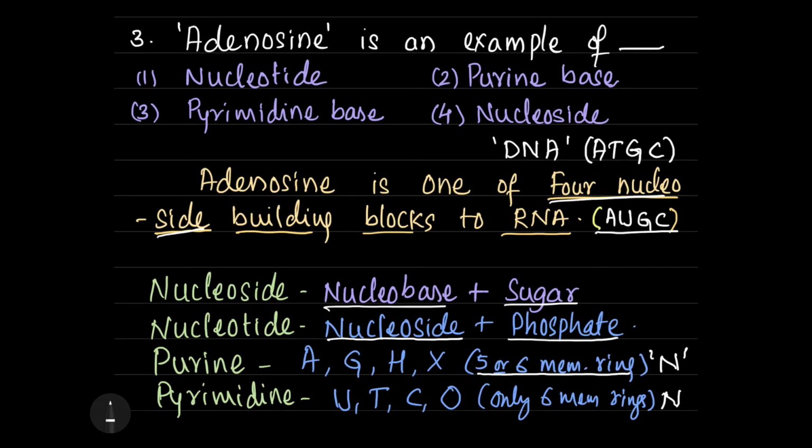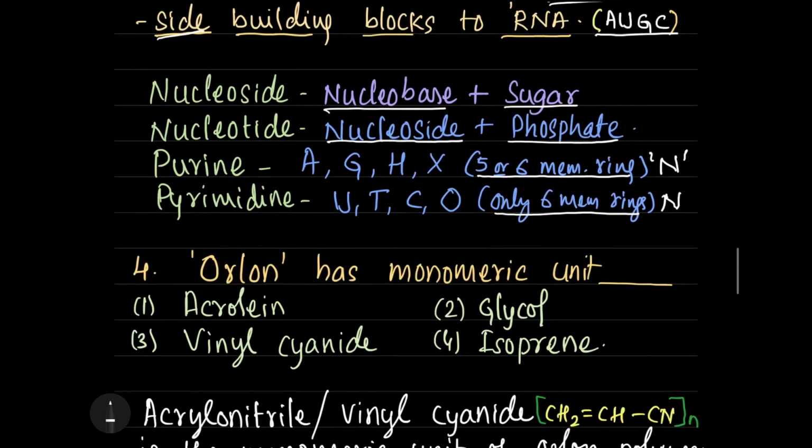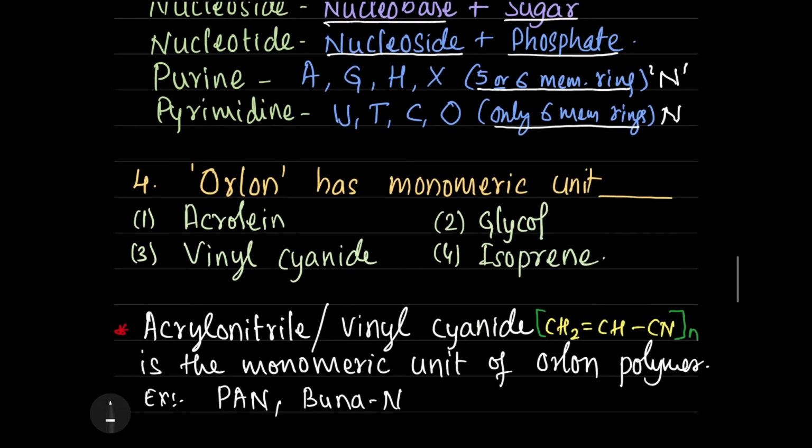In the case of the pyrimidines, there are uracil, thymine, cytosine, and the fourth one is orotic acid. These are the 4 pyrimidine bases. Their characteristic property is that they have only a 6-membered ring with nitrogen as the heteroatom. So the adenosine is an example of a nucleoside.